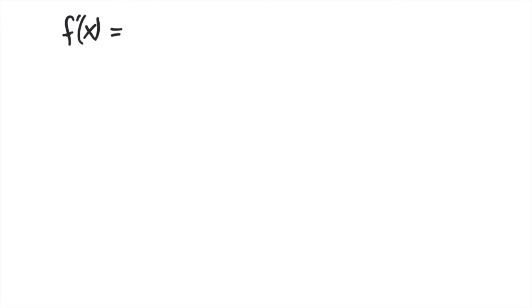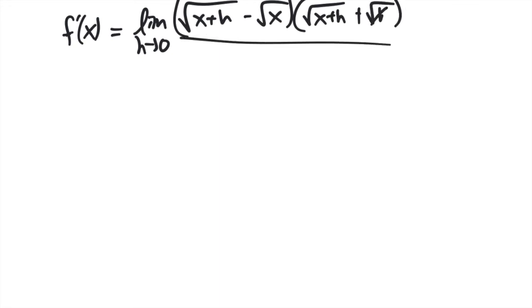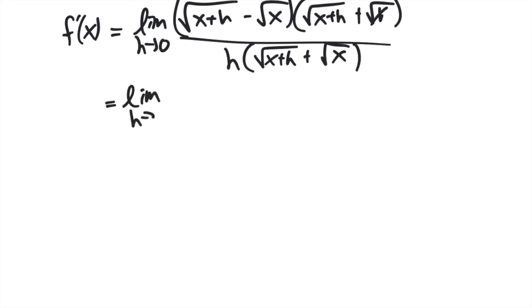So remember what we're finding is what we're calling f prime of x, so we still have the limit as h goes to 0 of the square root of x plus h minus the square root of x, and we were multiplying by the square root of x plus h plus the square root of x. I'm just rewriting the same steps that we had before, and then it was h on the bottom times the square root of x plus h plus the square root of x. All right, and then on the top, we should have some nice things happen.